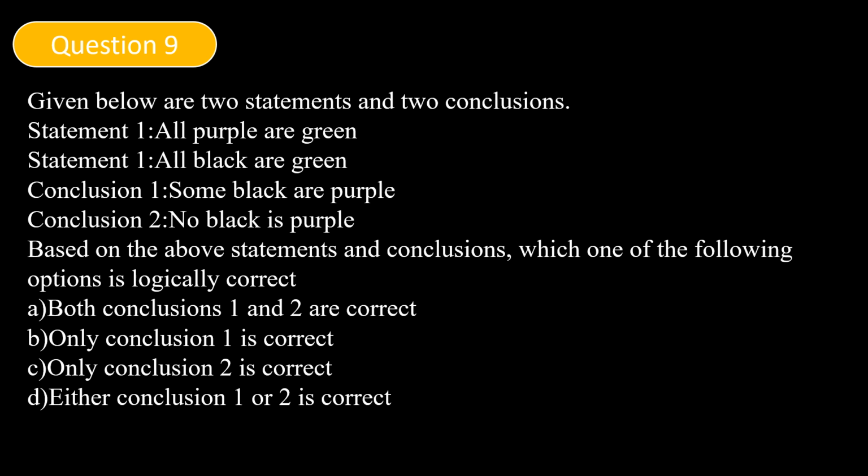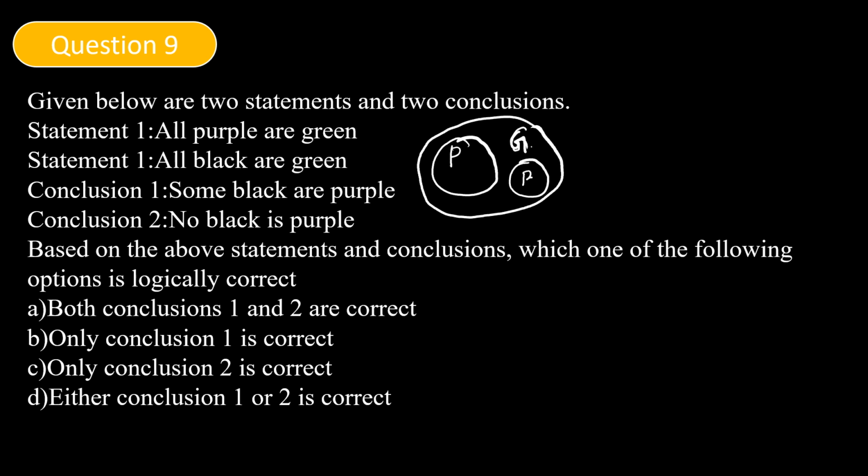Next, given below are two statements and two conclusions. All purples are green, all black are green. Conclusions: some black are purple, and no black is purple. Okay, it is given that all purple are green. This is purple. All purple come under green. Next is all black are green. This is green. So all black come under green.